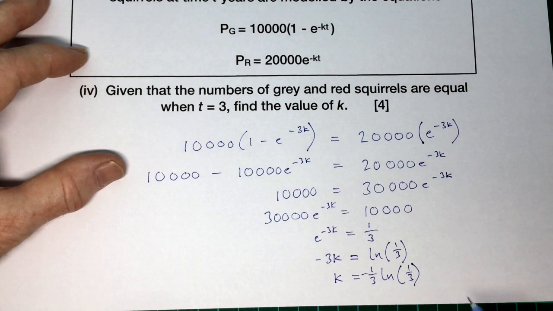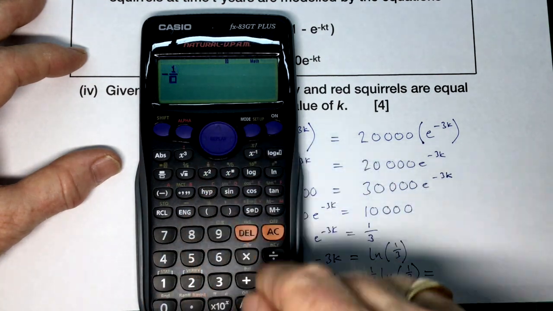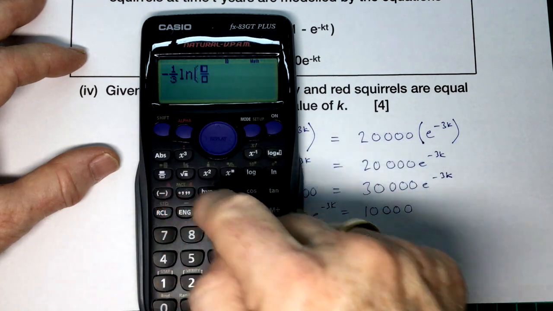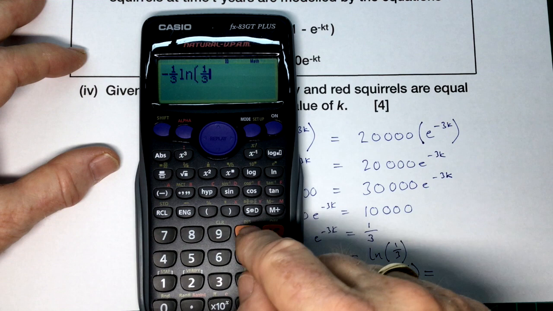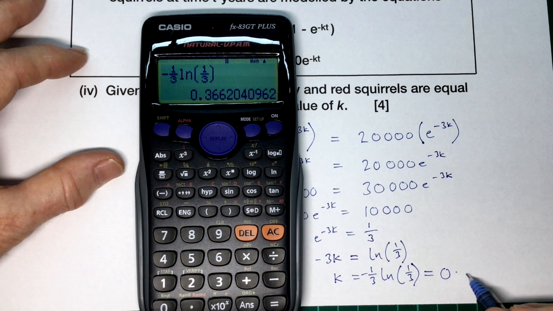And if you put that into the calculator, minus 1/3 ln of 1/3, you see that it comes out as 0.366 to 3 decimal places. There we go.